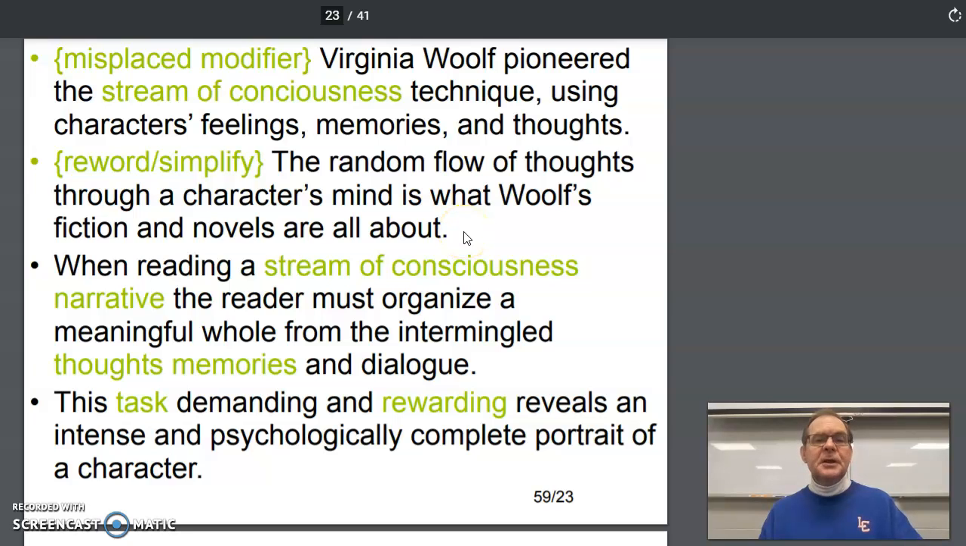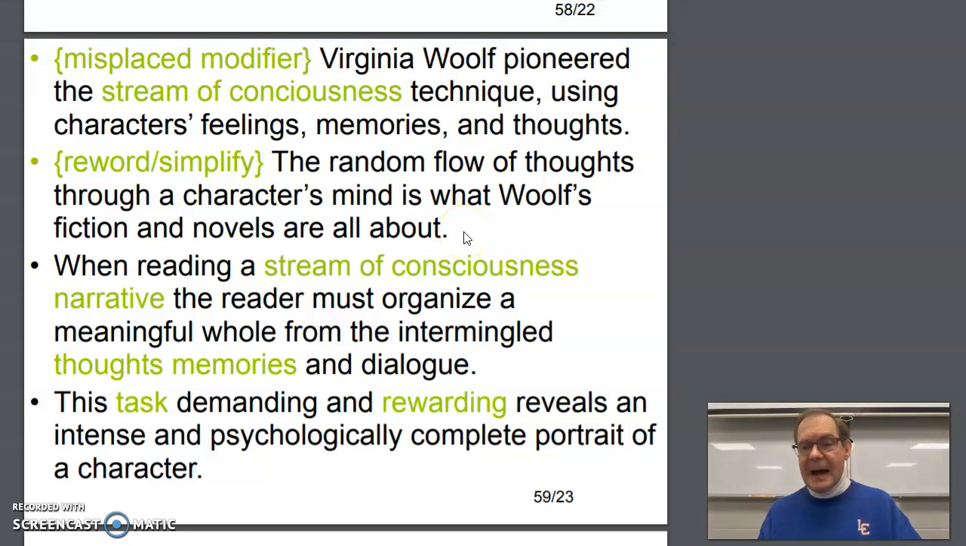The random flow of thoughts through a character's mind is what Woolf's fiction and novels are all about. Woolf's fiction and novels are about the random flow of thoughts through a character's mind. When reading a stream of consciousness narrative, again, here we have stream of consciousness. In this case, it's spelled correctly, but it does not have the hyphens, and it needs to because it modifies narrative. Stream-of-consciousness narrative. Then a comma here, after that long introductory. The reader must organize a meaningful whole from the intermingled thoughts, comma, memories, comma, and dialogue. This task, you could have commas or dashes here, demanding and rewarding, reveals an intense and psychologically complete portrait of a character.